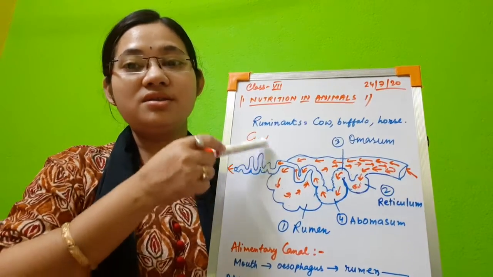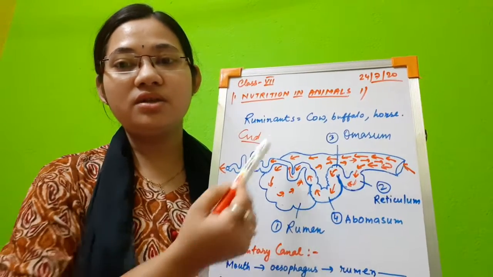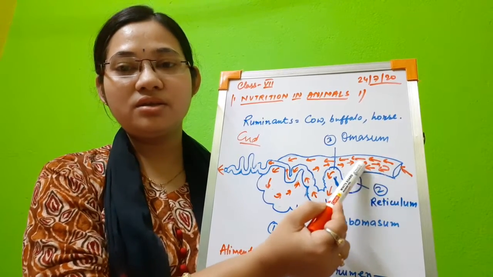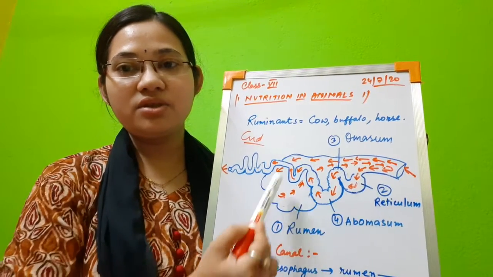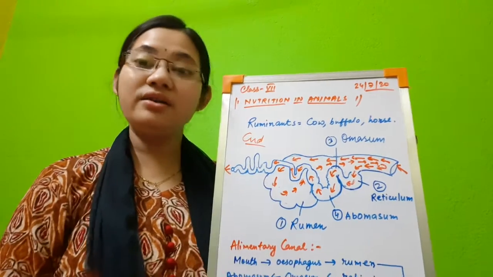This place is highly convoluted, that means coiled. So this whole portion is called the stomach. So this is the mouth, this portion is called esophagus, then this portion is called stomach, then comes the small intestine, then the large intestine.